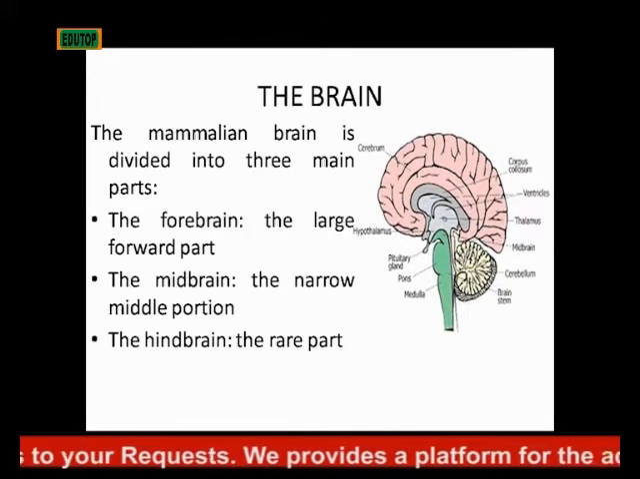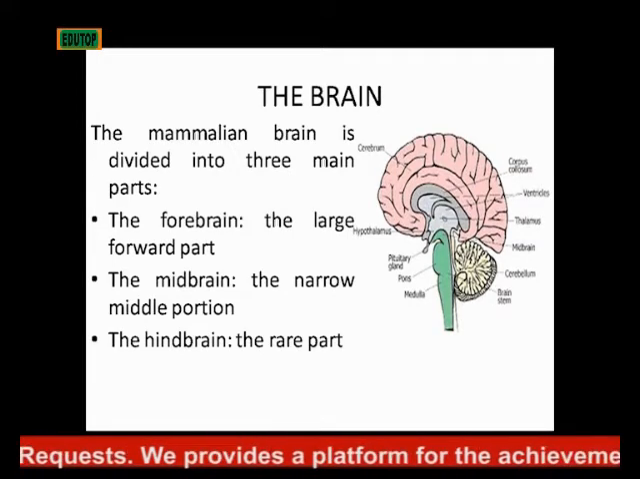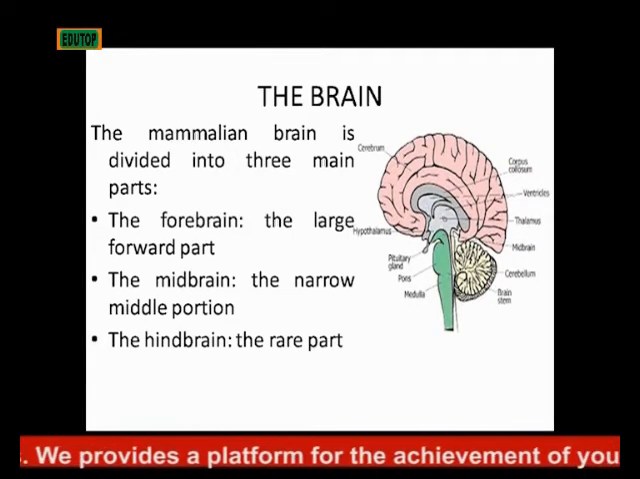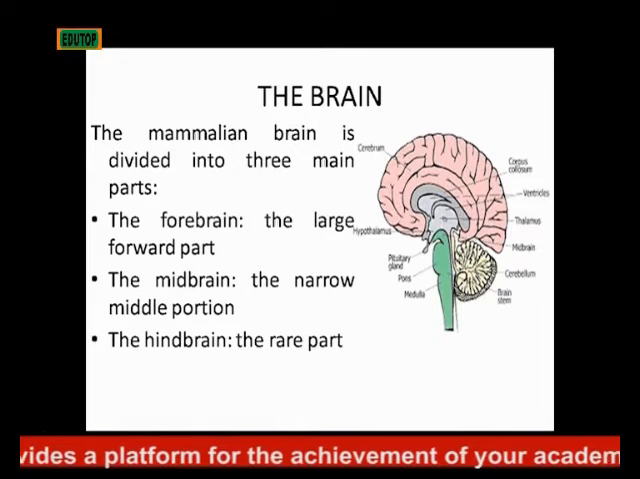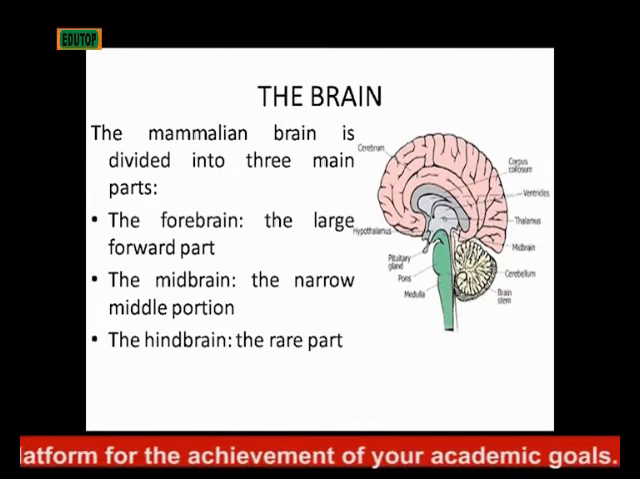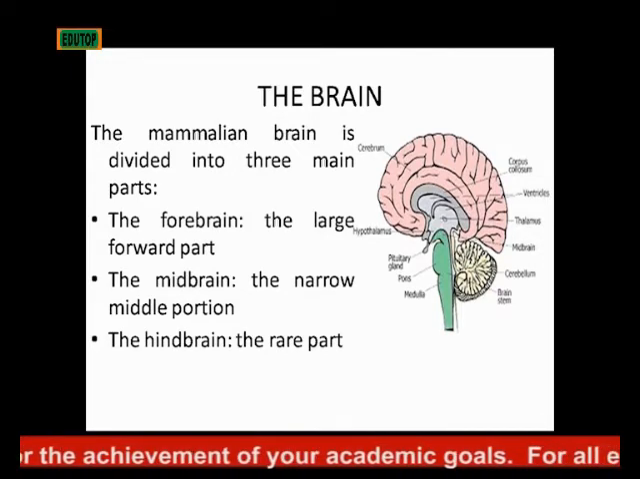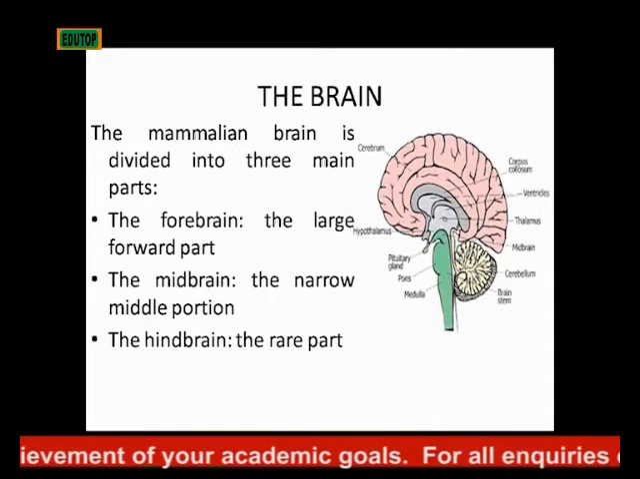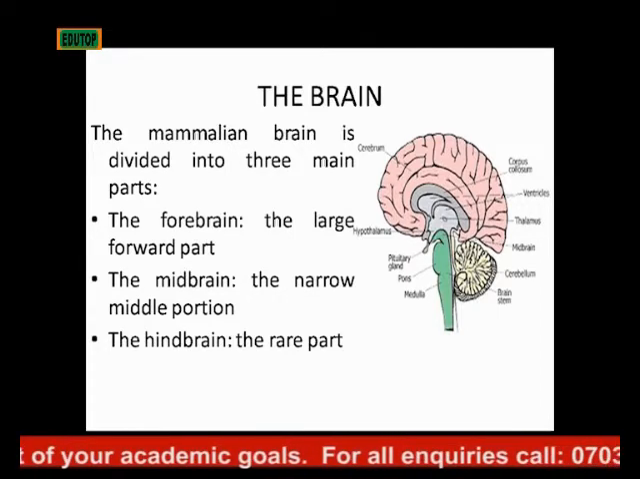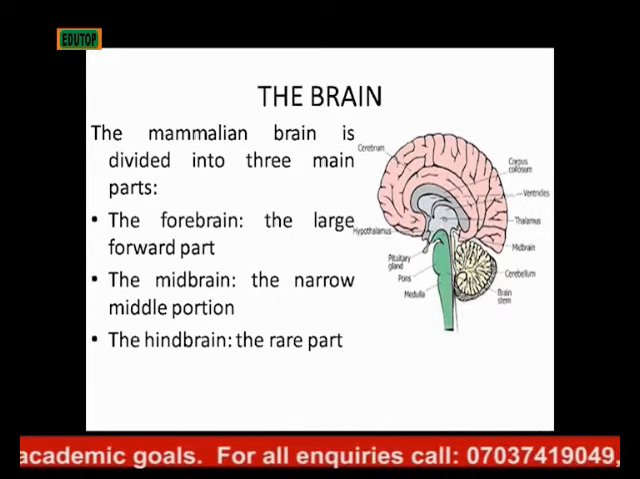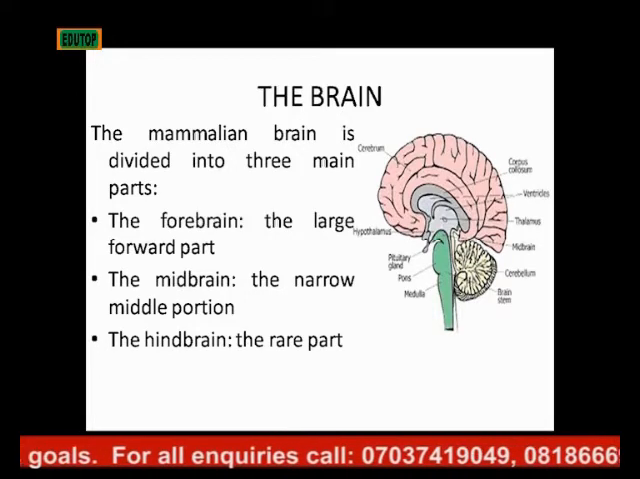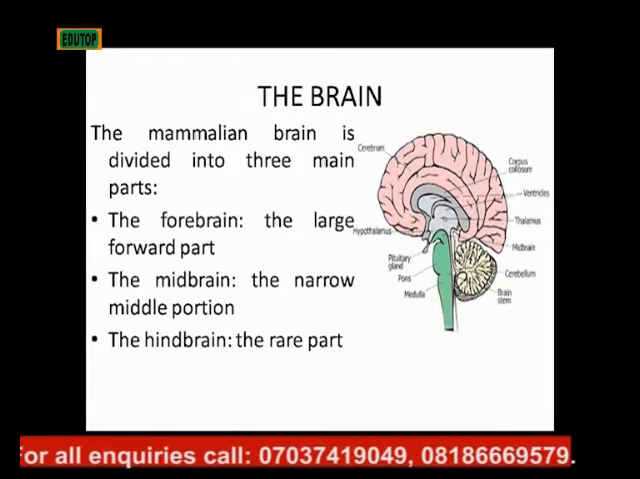The mammalian brain is divided majorly into three main parts. We have the forebrain, the midbrain, then the hindbrain. Forebrain, the large part that is forward. The midbrain is the narrow middle portion. Then the hindbrain is the rear part, the one behind. You can see it even in the diagram on the board.